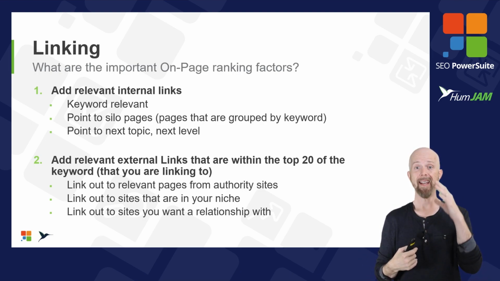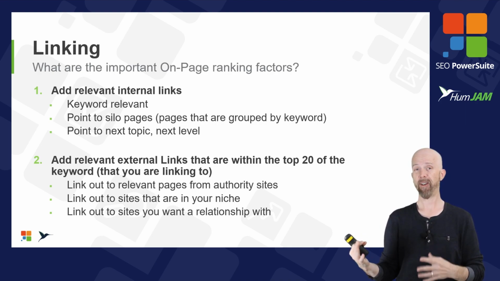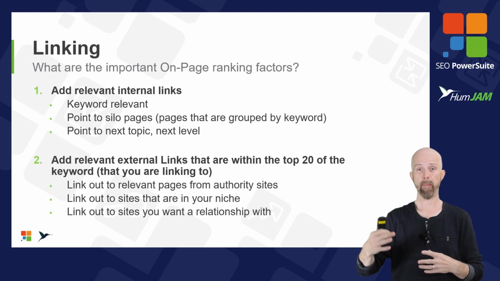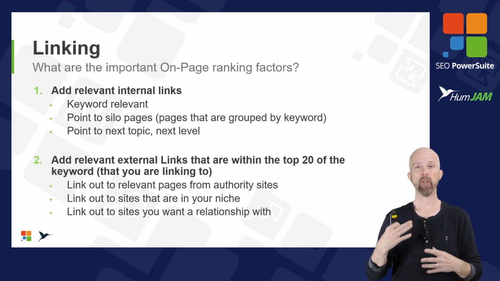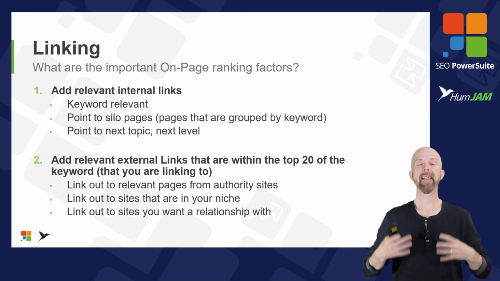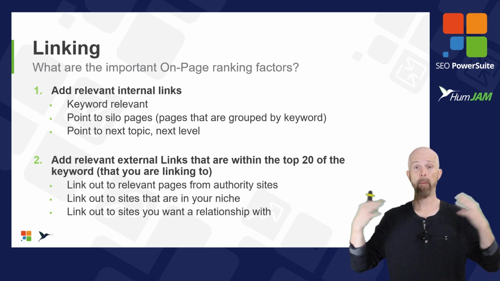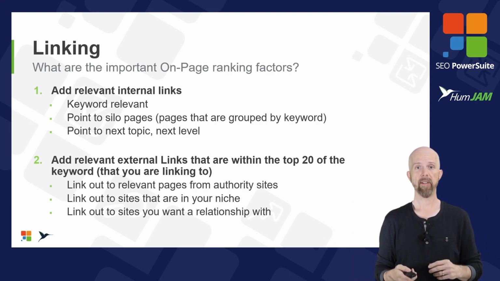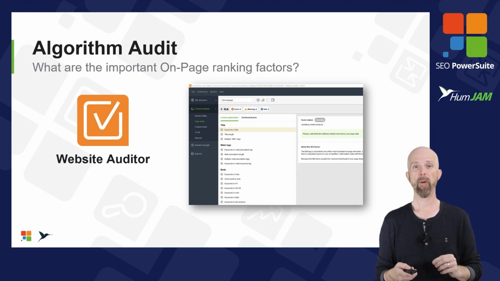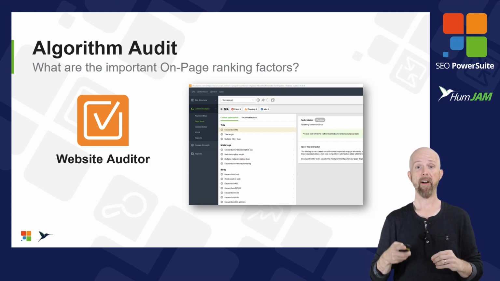So add relevant external links, and I always do within the top 20 of the keyword. And it doesn't hurt you, meaning if you're linking out to your competitors, link to people, because it shows that you're trustworthy. It shows that you want to be in that neighborhood. So link out to other authority sites and the other sites that are in your niche. It's going to basically help Google identify what your niche is and how to rank you better based on that external linking. So let's do an algorithm audit right now on a page using the Website Auditor and see how this works.